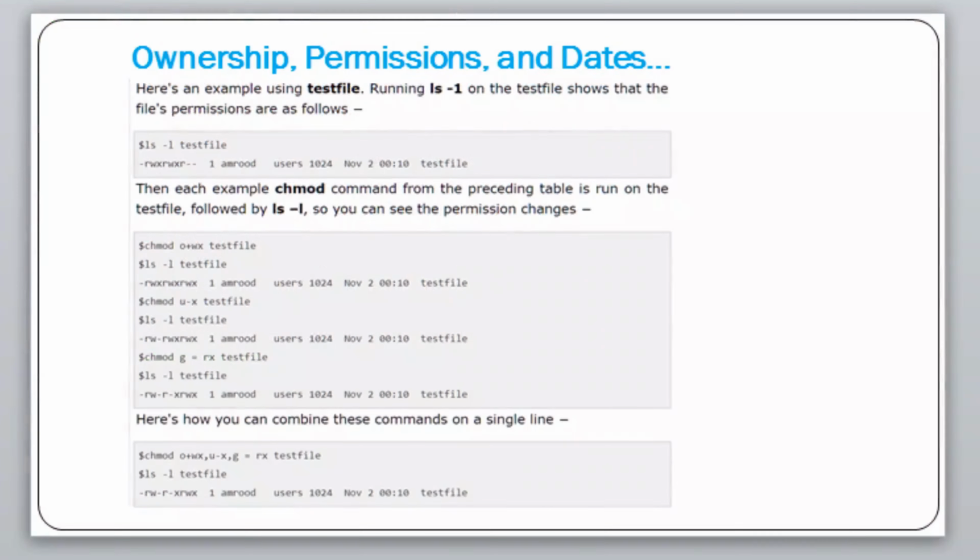So let's go back to our PowerPoint. I want you guys to look at that equal sign example in there. That space actually shouldn't be in there. It should be g=rx, no space in between those. Okay. Now in this last example, it showed you how you can combine multiple ones. Let's go ahead and do that real quick.